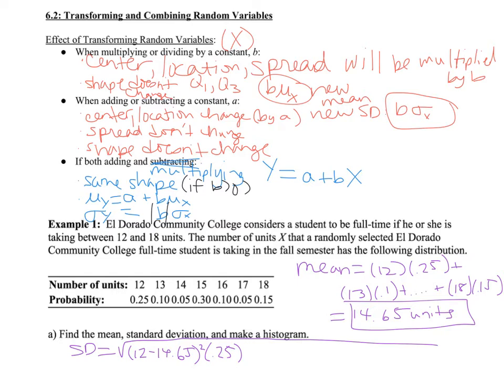What I'm going to do for showing my work here is rather than writing everything out, I'm going to do plus ... and then I'm just going to do the very last thing. And I'll put 18 minus 14.65 squared times 0.15. And you'll find that your answer for this one ends up being 2.06.